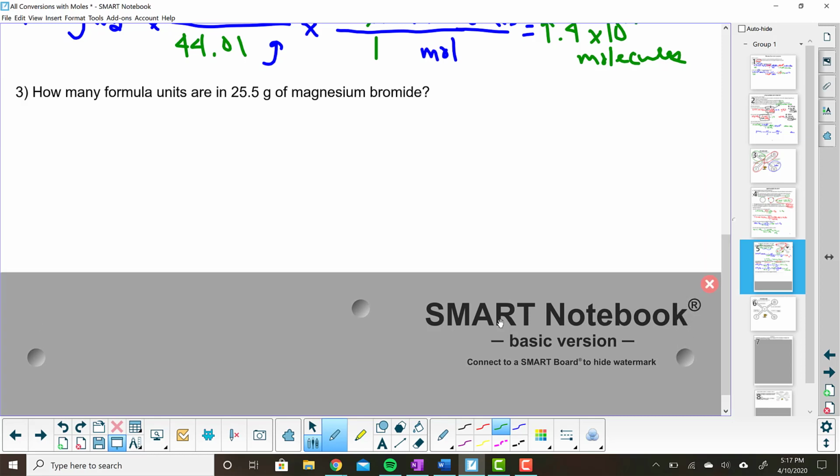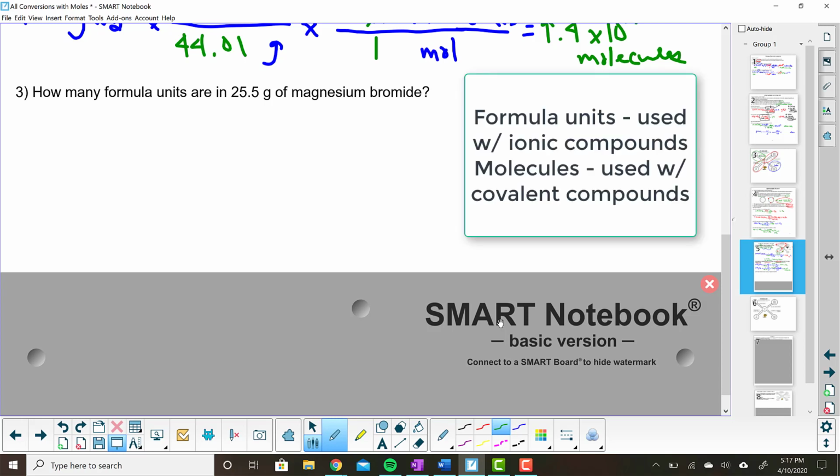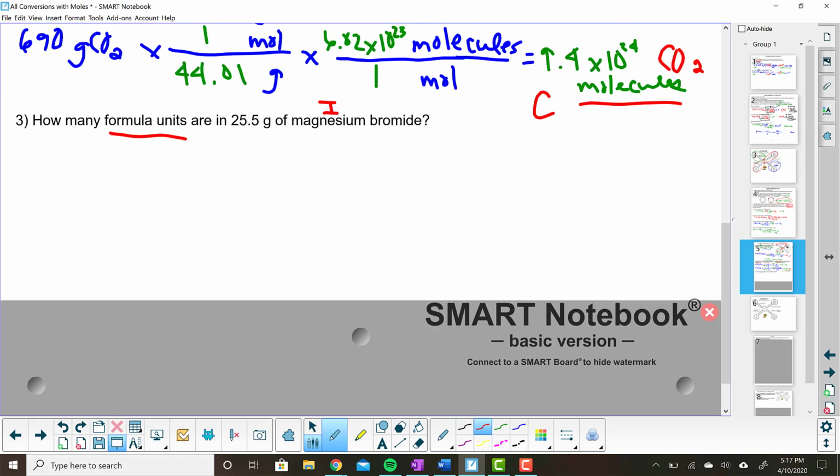This time I want to know how many formula units are in 25.5 grams of magnesium bromide. So let's figure out what we're doing here. I'm trying to figure out how many formula units are in 25.5 grams of magnesium bromide. So I'm in grams. I need to go to formula units. If you're looking at your mole map, we have to go from grams first to moles, and then we can go from moles to formula units.